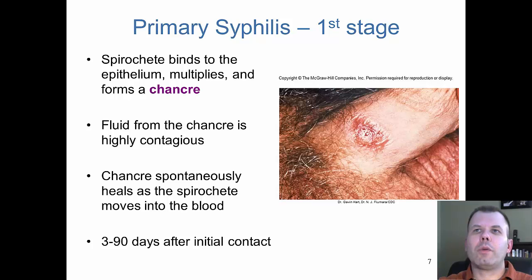Now, again, the primary stage is right after the incubation, so after unprotected sex. This can be anywhere from 1 to 3 weeks after the infection. And what happens is that it binds to the epithelium, multiplies, and forms the chancre. And so you can see it's kind of an ulceration around the genitalia. And again, fluid from the chancre is highly contagious, and the chancre spontaneously heals as the spirochete moves into the blood. And this can occur anywhere from 3 to 90 days after initial contact.